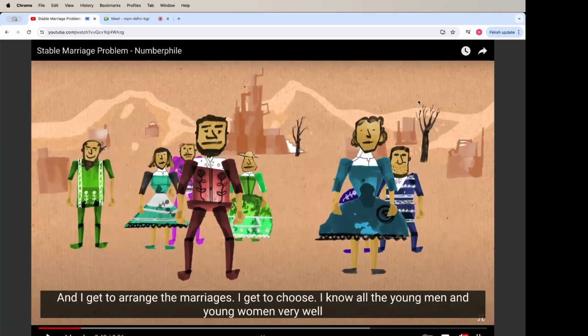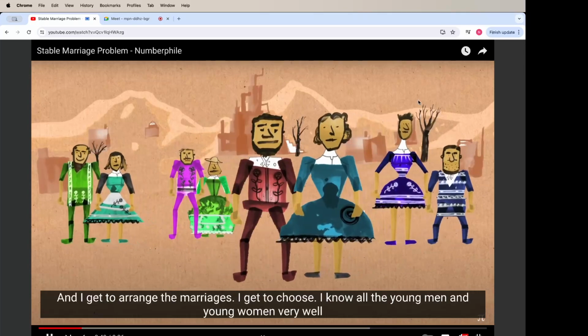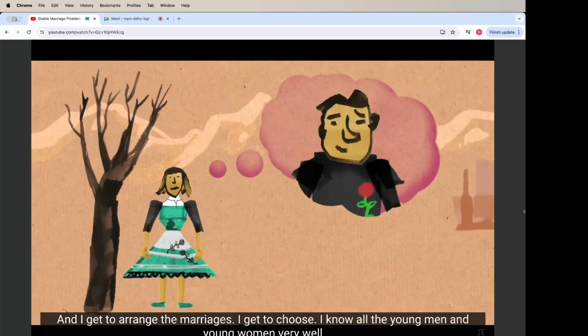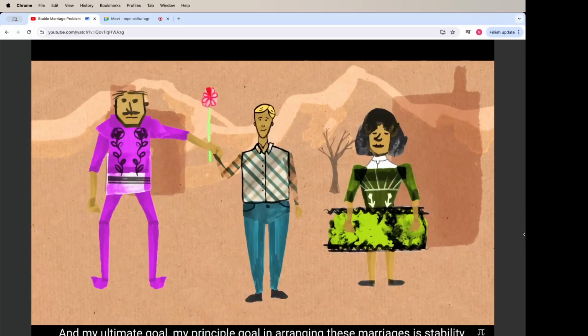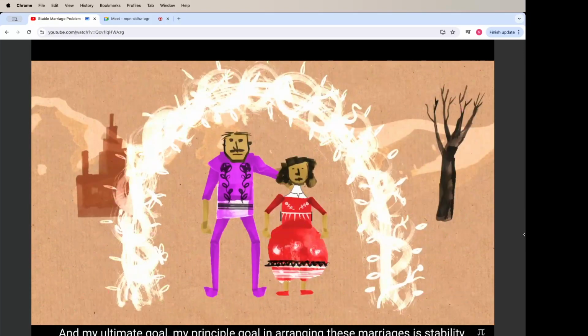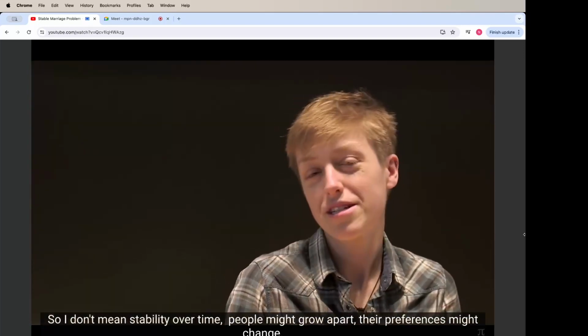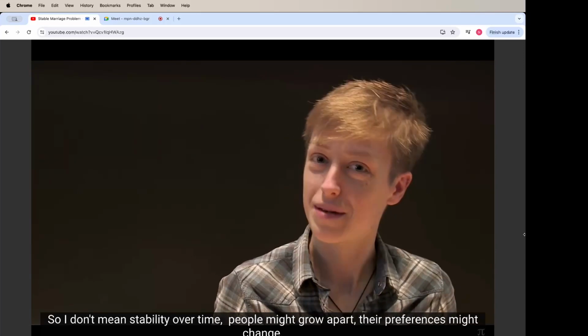I get to choose. I know all the young men and young women very well. I know what their preferences are, but it's really ultimately up to me. And my ultimate goal, my principal goal in arranging these marriages is stability. So I don't mean stability over time. People might grow apart, their preferences might change.